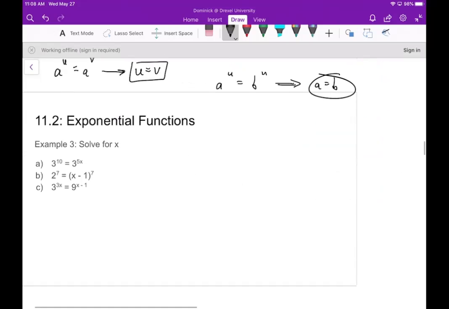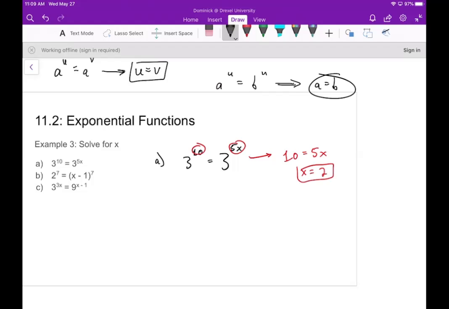Okay, so for example, in part A, we have 3 to the 10 is equal to 3 to the 5x, right? Well, if we have 3 to a power equals 3 to another power, we know from the previous slide that this would imply that 10 has to equal 5x. Those exponents really have to be equal, right? So then if we divide both sides by 5, we get that x is equal to 2.